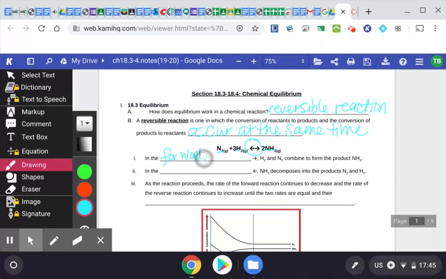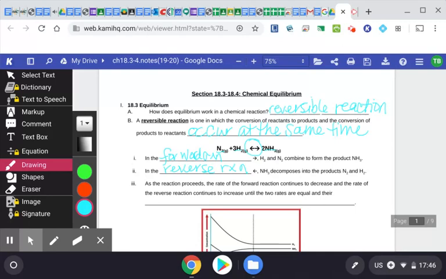In the forward reaction, hydrogen and nitrogen combine to form the product ammonia. The forward reaction is the traditional way of looking at a reaction. In the reverse reaction, and I'm shortening reaction with RXN there, that's just kind of a symbol for reaction, ammonia decomposes into the products of nitrogen and hydrogen.